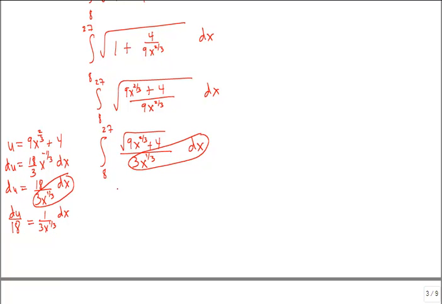So that means this integral becomes square root of u, that's my numerator, and the dx over 3x to the 1/3 becomes du over 18. I'm going to leave my bounds off for now because these are x bounds, not u bounds. You could turn them into u bounds if you like. That's up to you.